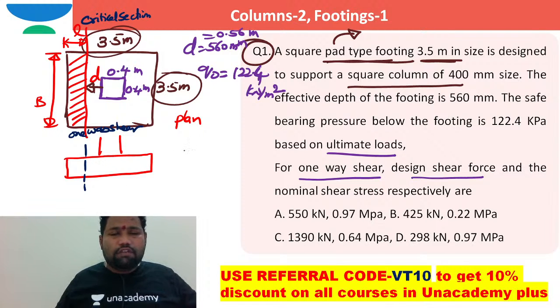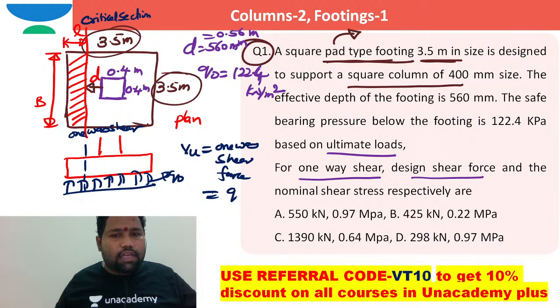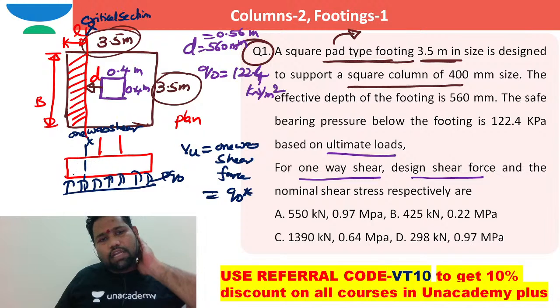The design one way shear force. How can you write that if the design one way shear force Vu is equal to one way shear force? How can I work it out? It is this pressure from the bottom. I hope you can say this is Q naught, right? So I can work out directly as this Q naught multiplied by, if I take the free body diagram of the left hand side of this critical section XX, then the shear force will exist on this critical section XX.